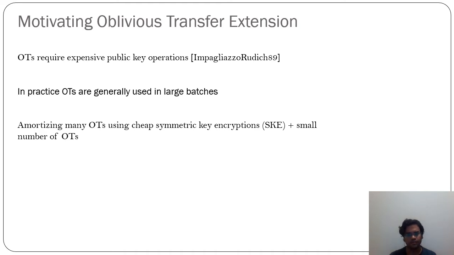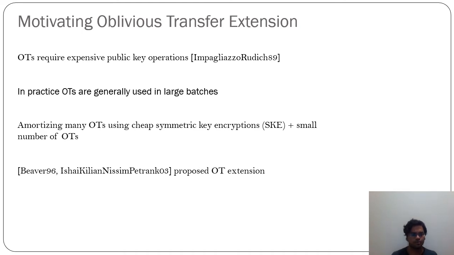That is, given a very small number of OTs and some very cheap symmetric key operations, you generate a large number of OTs. That is, the cost of each small number of OT, the public key operations, gets amortized over those large number. So at the end, each amortized OT can be generated solely based on symmetric key operations in an amortized setting. This was exactly what was proposed by the work of Beaver and IKNP, and it was termed OT extension.